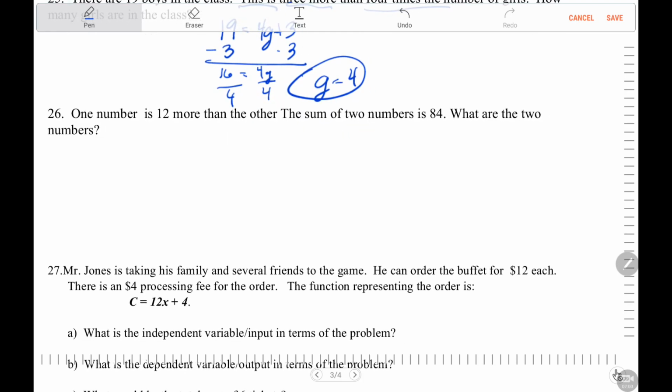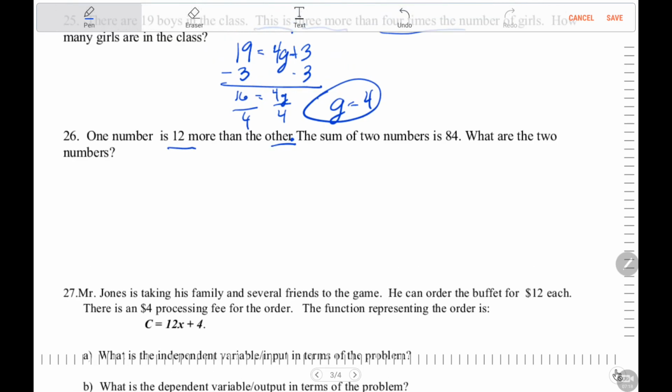All right, 26. One number is 12 more than the other. The sum of two numbers is 84. What are the two numbers? So one number is 12 more than the other. The sum of the two numbers is 84. So one number is 12 more than the other number.